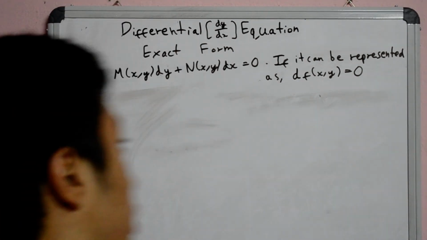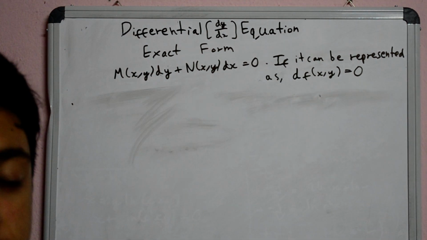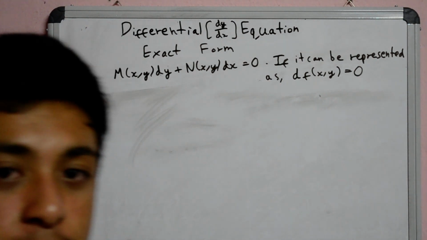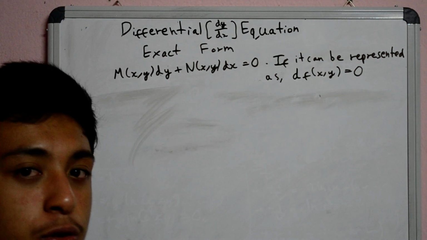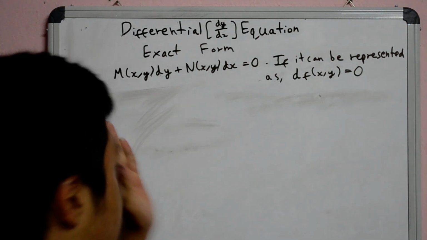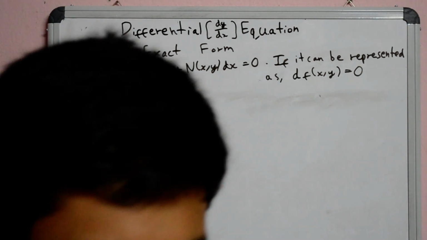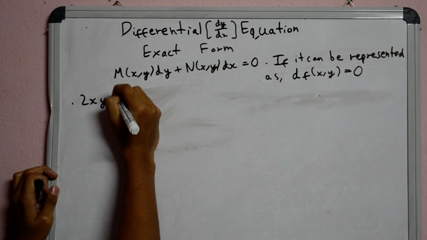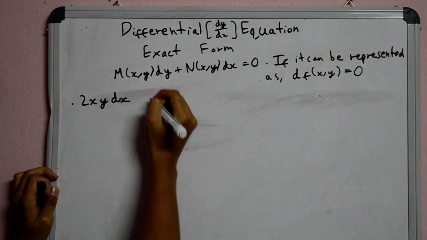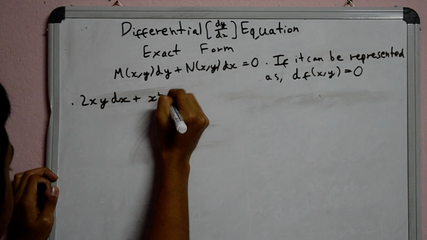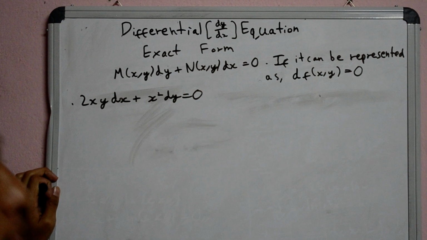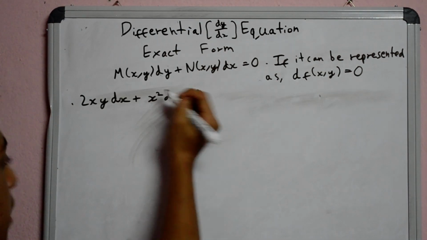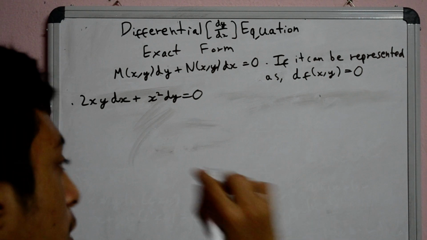The problem about exact form is that you will need to know the derivative of something by pattern recognition. That means you have to practice more and more to see what is the derivative of this function. So let's try another differential equation. You can try this at home and I'll be writing the answer now.